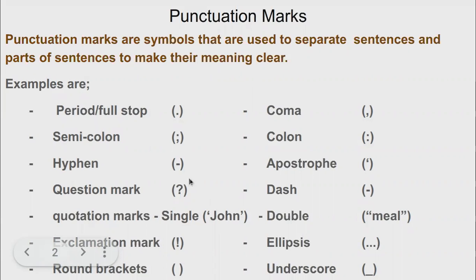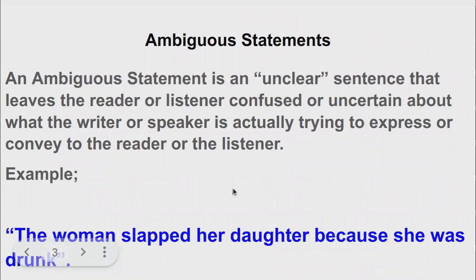So we will not go into each individual mark at this point. When we are doing the exercise, that is when they're going to make more sense and we're going to apply the various principles. Another challenge we have, and this is an exercise for the group, is using sentences or statements that are unclear. We tend to call them ambiguous statements. They're unclear, and it leaves the reader or the listener either confused or uncertain about what the writer or speaker is actually trying to say or the message they're trying to convey.